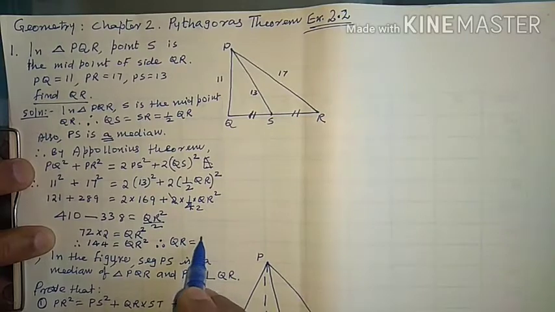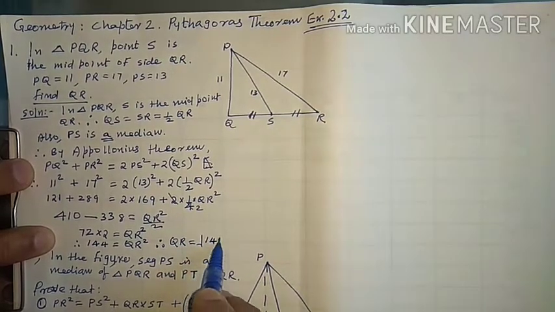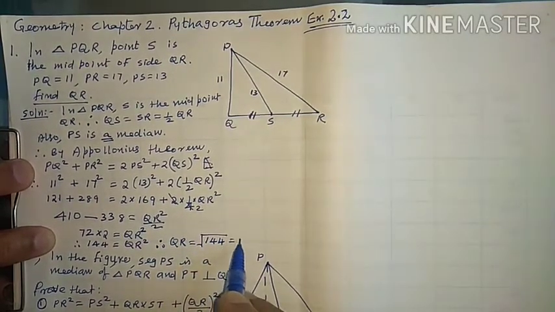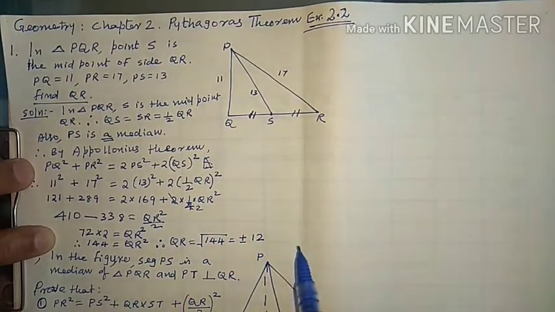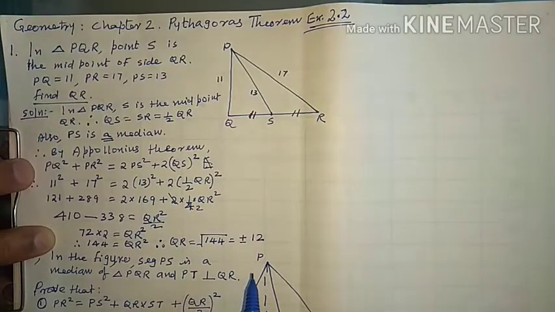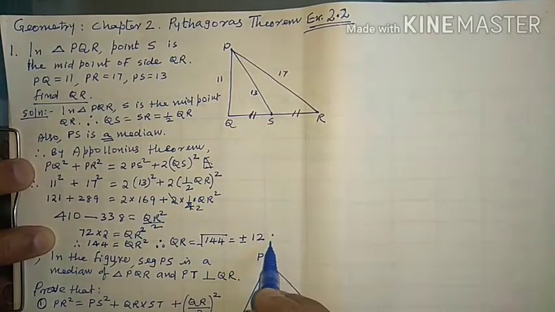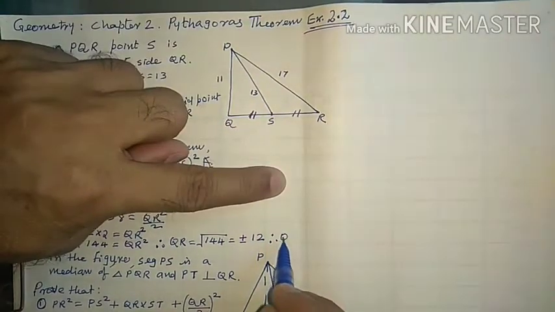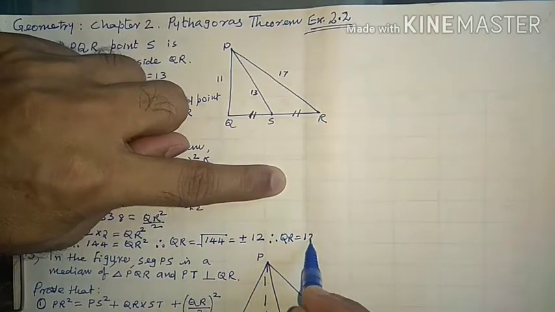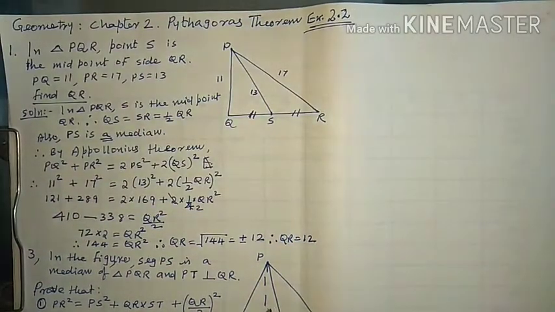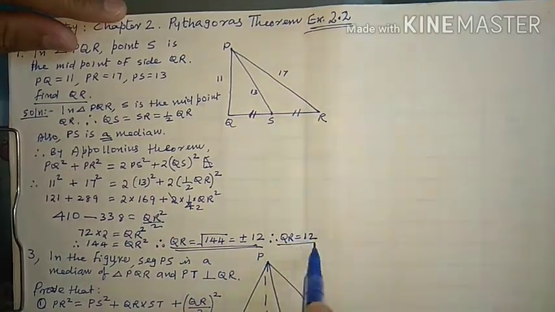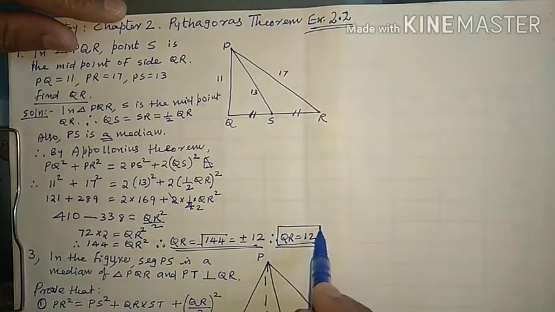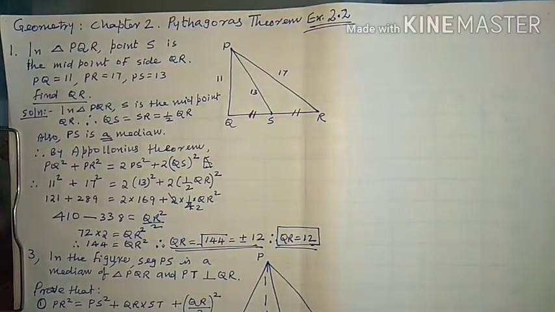Therefore QR is what? Root of 144, which is plus or minus 12. But it is length, so we take only the positive value. Therefore QR is equal to 12 units. Here centimeter or meter like that is not given. You can stop here or you can complete here. QR is 12 units.